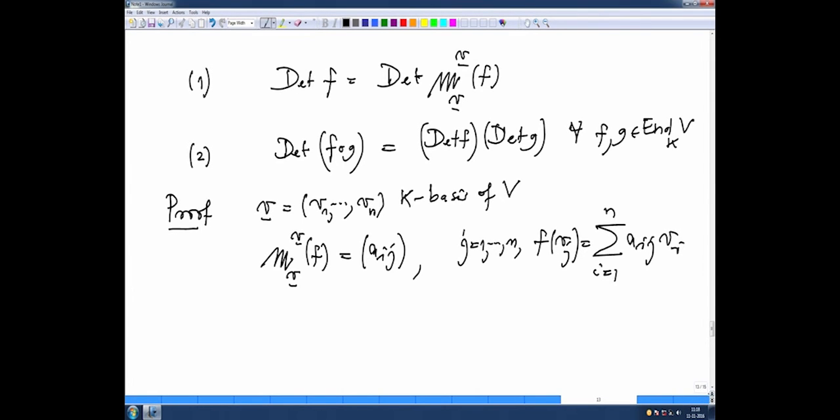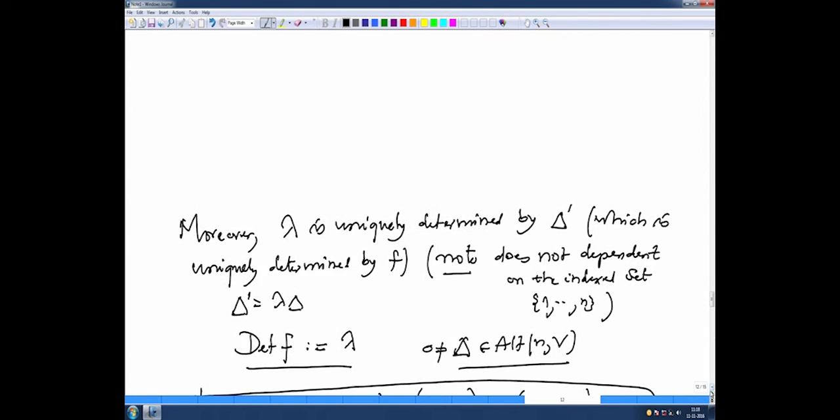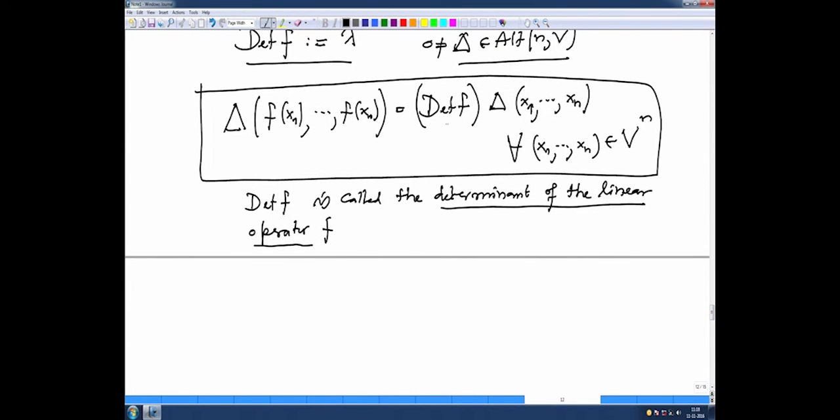So remember, determinant of f, I just wanted to show this. It is connected by this formula. Any non-zero alternating form, when I plug in the tuple f of x1 to f of xn, gives determinant f times delta of x1 to xn. So that is what I am going to use.